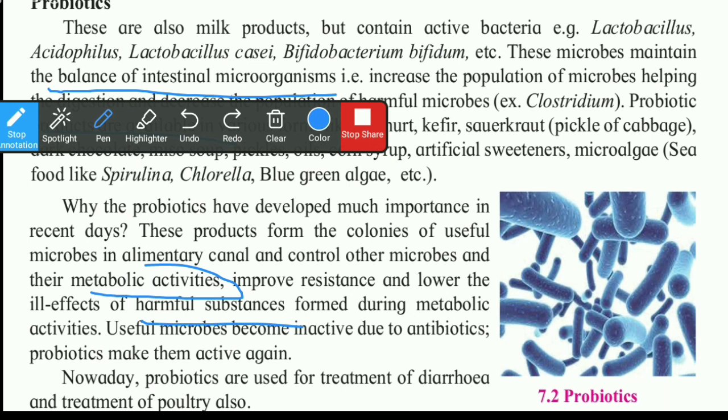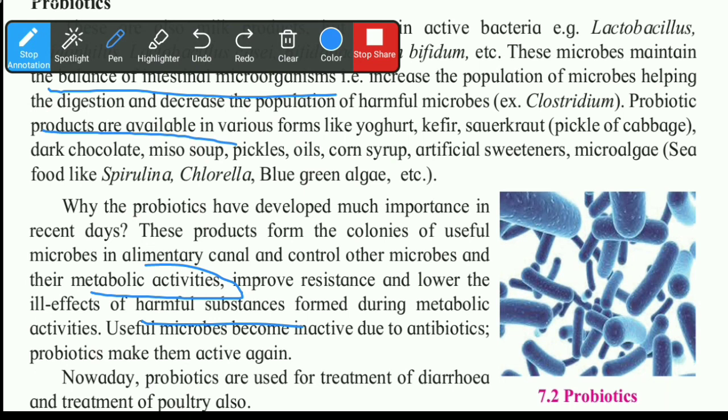So remember the probiotic terms. There are certain microorganisms in a probiotic, live organisms. We use active bacteria like lactobacillus acidophilus, lactobacillus casei. The benefits of probiotics are to maintain the population of microbes that help in digestion and decrease the population of harmful microbes like Clostridium. They also improve metabolic activities, improve resistance, and lower the ill effect of harmful substances. These are the advantages of using probiotics.